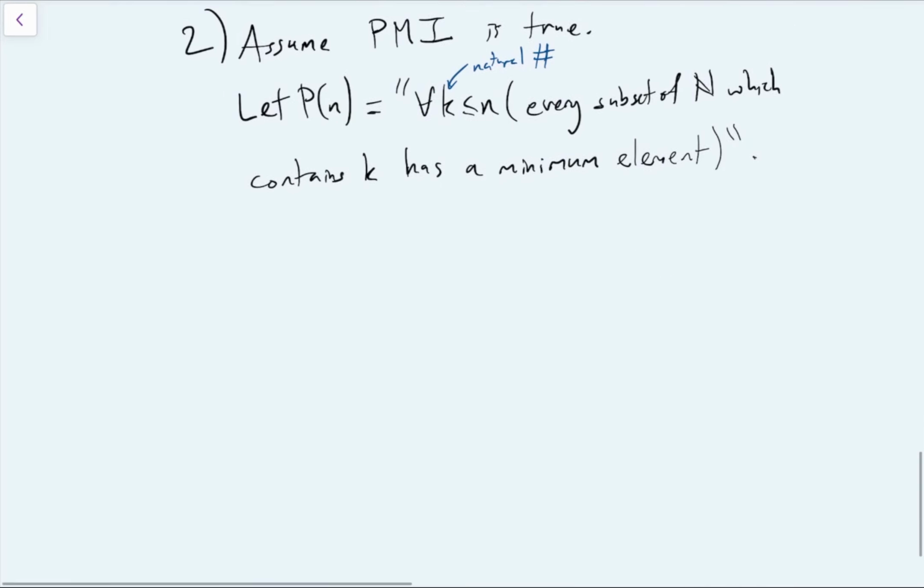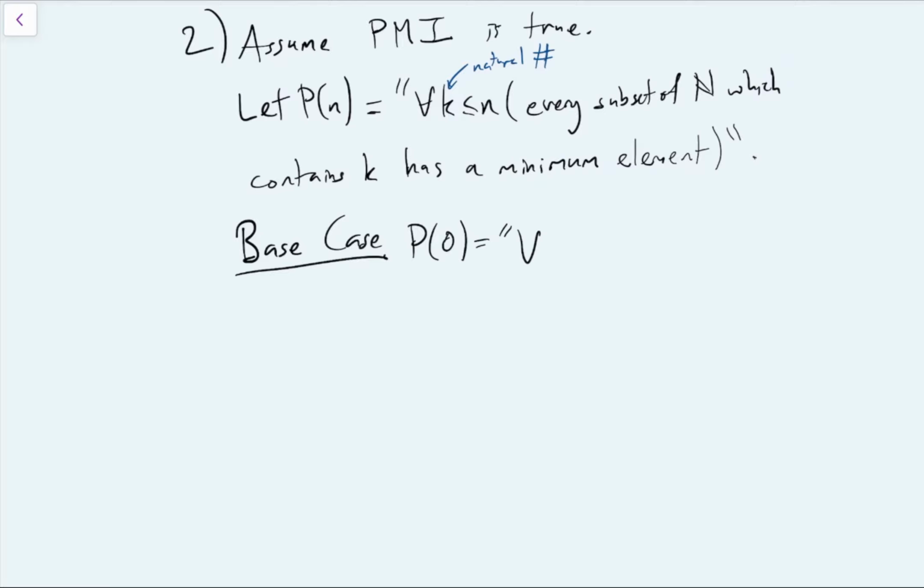We're going to use our assumption that the principle of mathematical induction is true. And if we're going to do an inductive proof of something, we need two parts. We need the base case and we need the inductive step. So let me write out the base case. In the base case, I need to prove that P of 0 is true. And let me actually just explicitly spell out what P of 0 is in this case so that we can see why this is true.